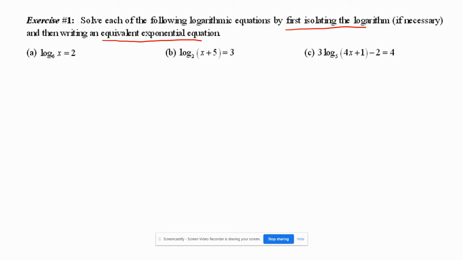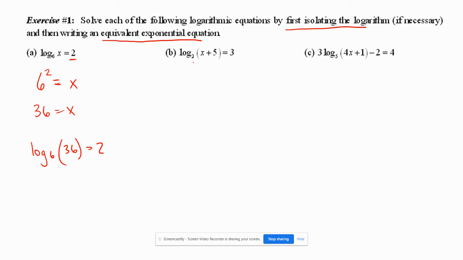6 to the power of 2. So remember, this becomes the base of the exponential form, and this becomes the power, and then the x becomes the output. So this is just 36. And we can see that if we plug in 36 for x, this is true because 6 squared is 36.